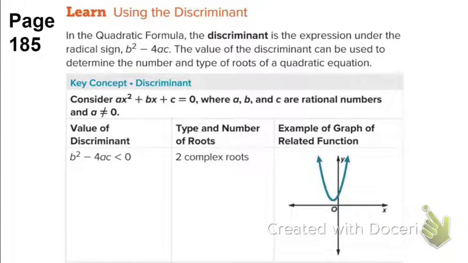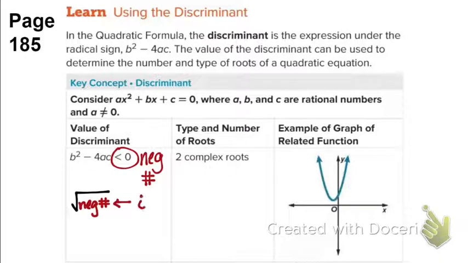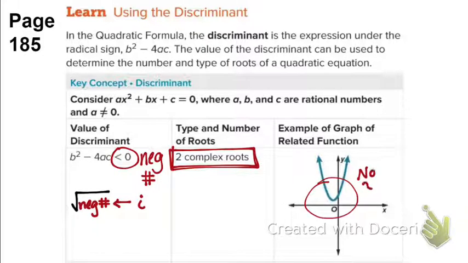The last possible thing that could happen is I end up getting a negative number for my discriminant. Remember, the discriminant is the part of the quadratic formula that is underneath the radical. So if I end up with a negative number underneath that radical, that means we're going to have complex or imaginary roots. So two complex roots. And when I look at this graph, you'll notice there are no x-intercepts.